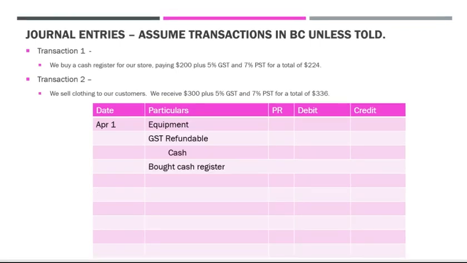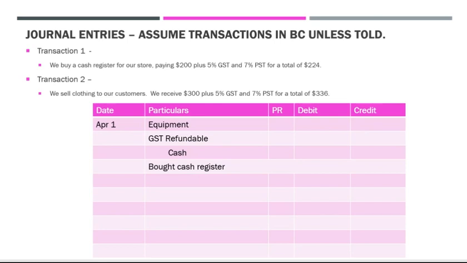So for this transaction, we need to start with getting which accounts are changing. Now, a cash register, I'm going to call it equipment, and we're going to put that in as a debit. We are adding to our assets. Second thing is we are paying GST, but it's going to be refunded when we actually do our paperwork. So that is another asset. I'm going to put it separately. Notice that there's no PST. The PST actually becomes part of the asset or expense if that's the case. So in this case, we only have GST refundable.